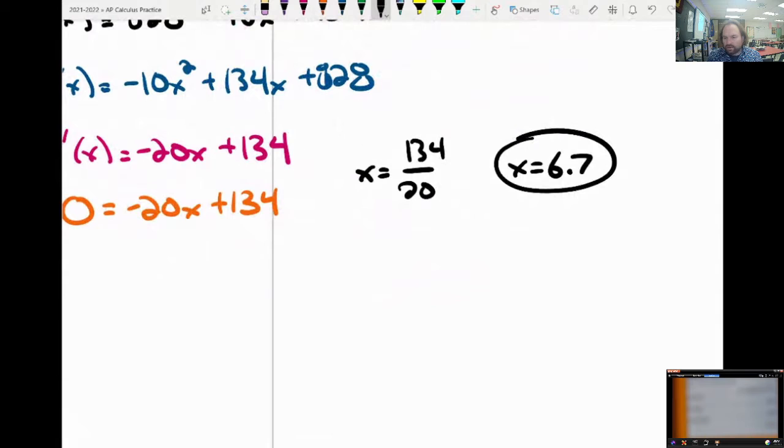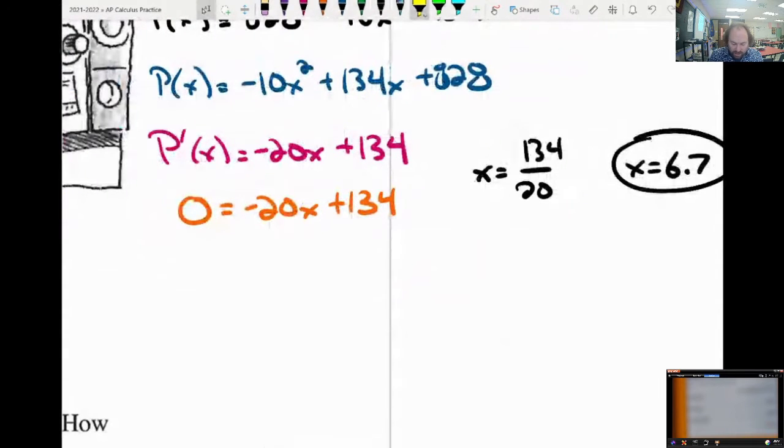And since there is only that one critical value, and since our original function is a parabola with a negative leading coefficient, we know that it's going to be an opening-down parabola with a maximum value. Or another way to think about it, if you were to take the derivative of this, you would get negative 20, which is always concave down. So we know that x equals 6.7 is a maximum.